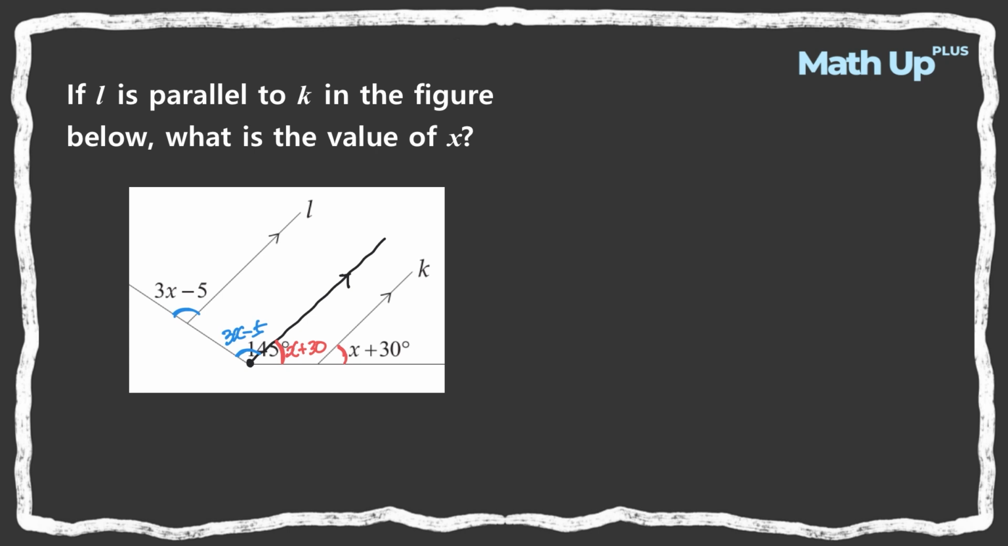Then we can write the equation 3x minus 5 plus x plus 30. That is equal to 145. So 4x plus 25 is equal to 145. So 4x is equal to 145 minus 25, that's 120. So x is equal to 30, right? So the value of x, that is equal to 30.